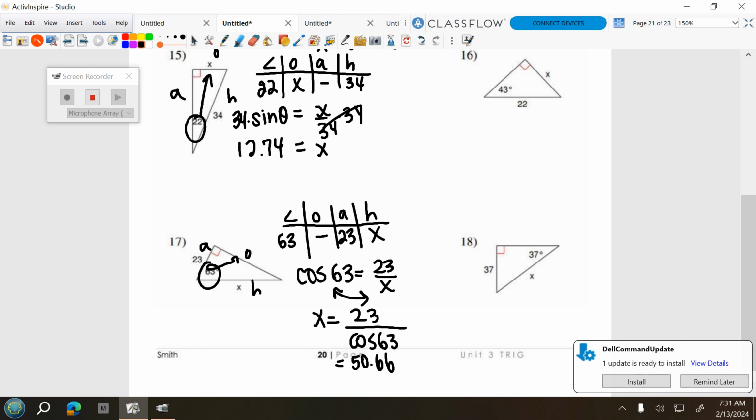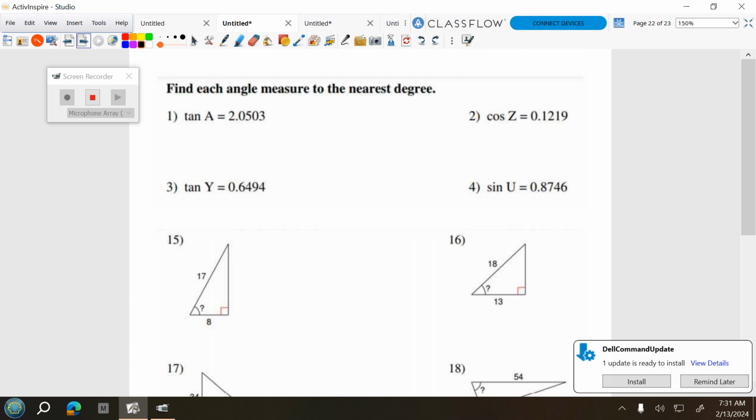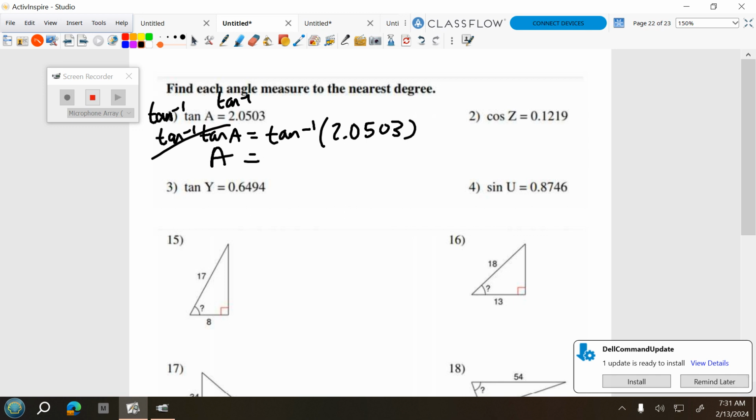Okay. Next we have where we're doing inverses. So when we do inverses, we apply it. I'm going to apply inverse tan to both sides. If you want to see that, it's tan inverse tan A equals tan inverse 2.05. And we say angle A equals, and if we want to see that in our calculators, we can.